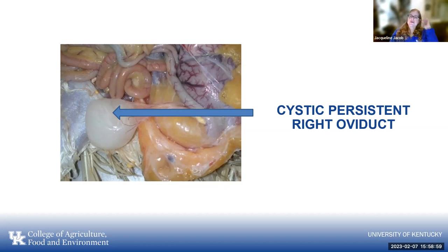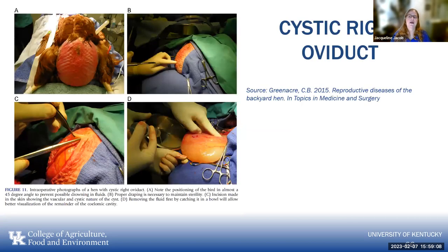It has nothing to do with the health, and it's rarely the cause of the death of the birds, as long as it's, you know, small. There are cases where the cystic right oviduct gets extremely large and has to be removed. So you can see this hen here has the extremely large cyst that had to be removed. Again, it's probably something you would only do with a pet bird.